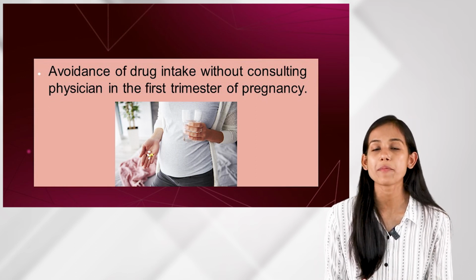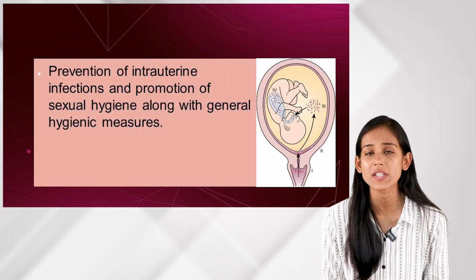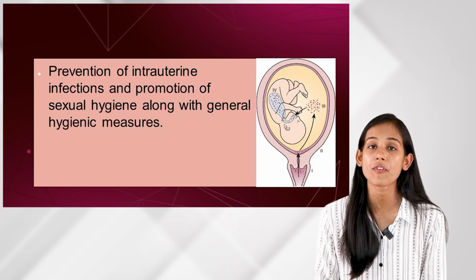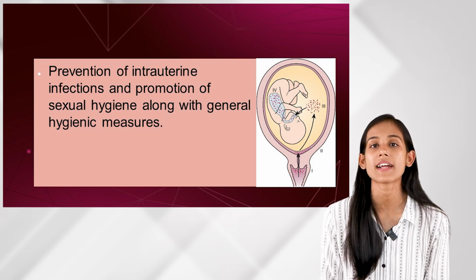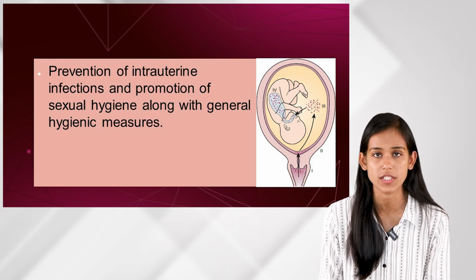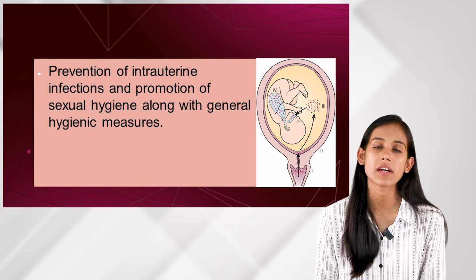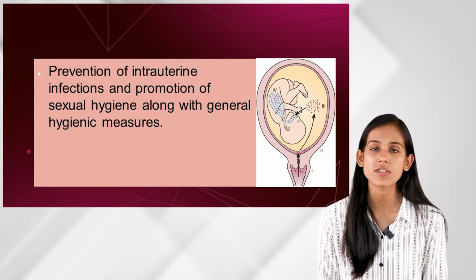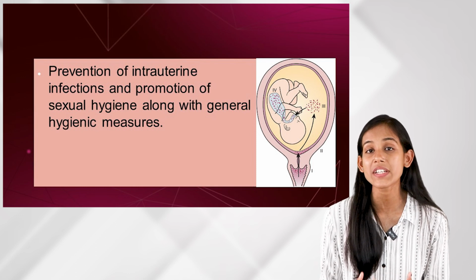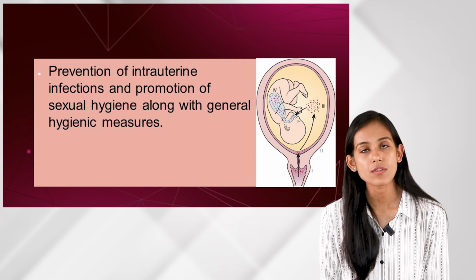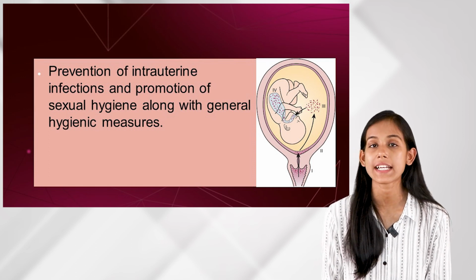And then there's one more factor which plays a major role, that is infection. We have to avoid intrauterine infection, and for that, sexual hygiene and the general hygienic measures are very important. We have to educate the mothers about sexual hygiene and the other general hygienic measures, and how they can prevent infection, how they can prevent intrauterine infection.